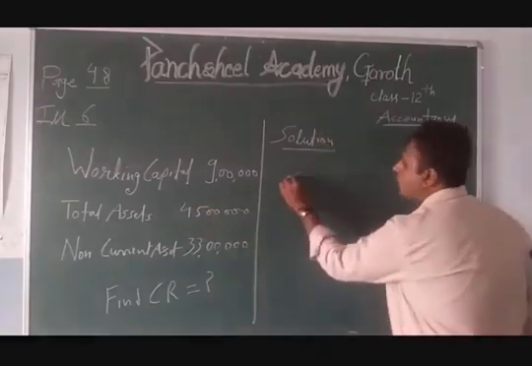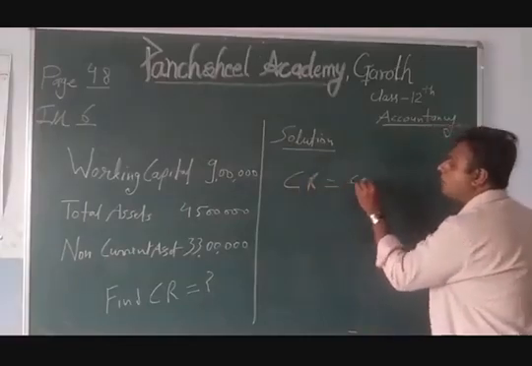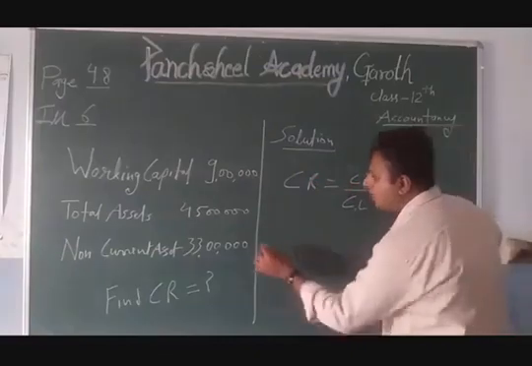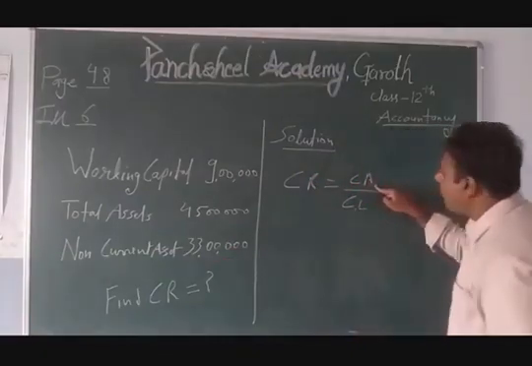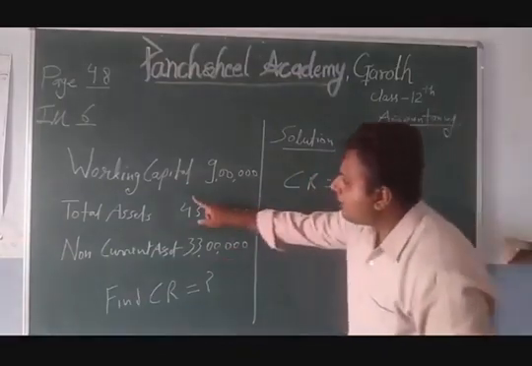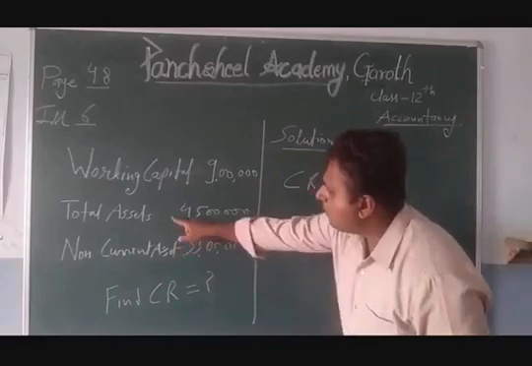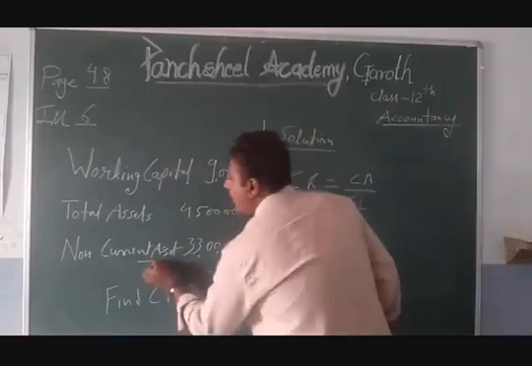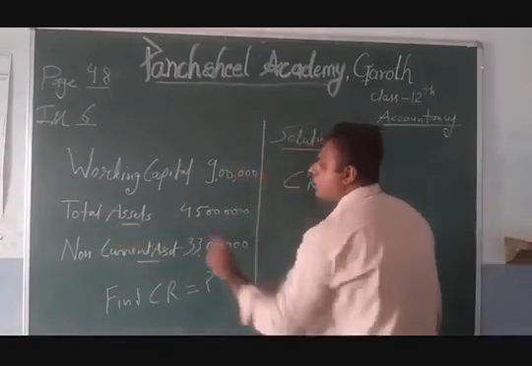Here's the solution. Current ratio is equal to current asset divided by current liability. I am writing it short. So first of all, we have to find the current asset. Here is current asset given? No. Here non-current asset is given? No. Here total asset is given. So the clue is given to us.